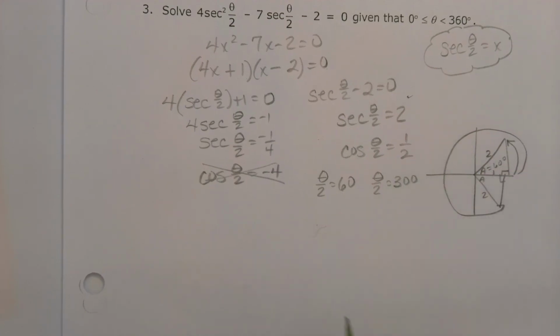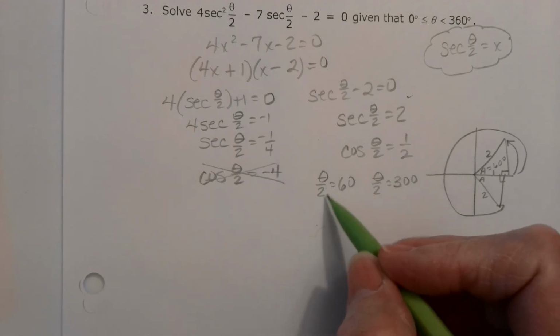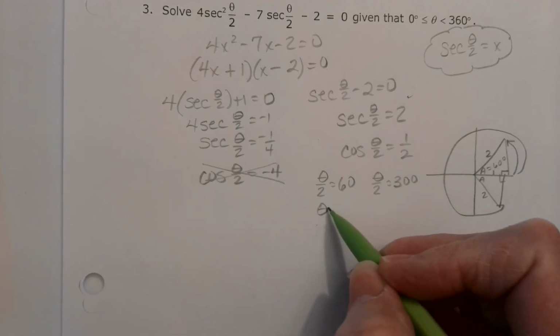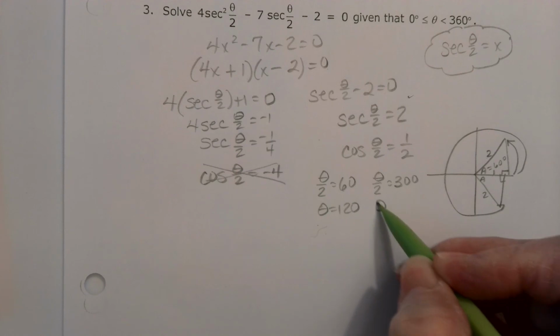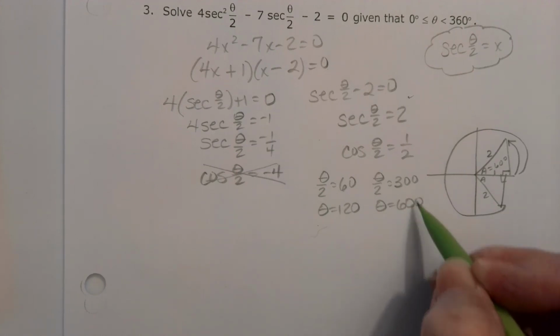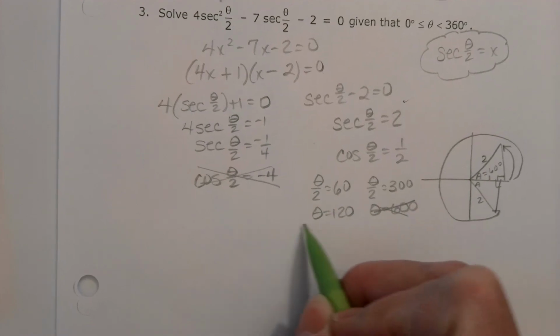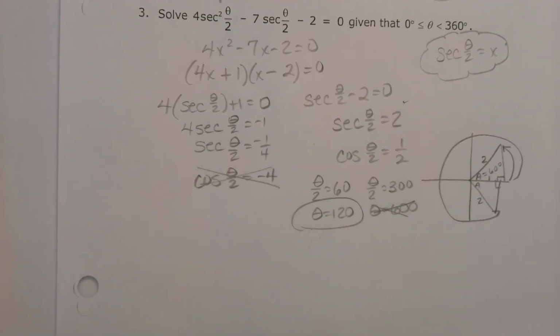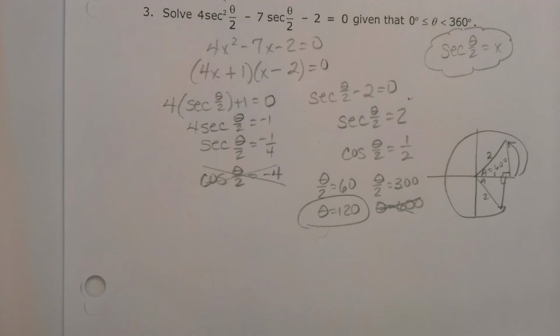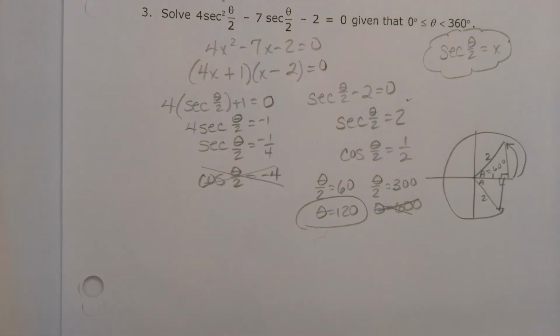Now this was not 2 theta, it's 1/2 times theta. So to solve for theta, I need to multiply both sides by 2. Now when I do that, I very quickly go over 360. So I can't use that one, and I only have one answer. So you're not going to be going around the circle and adding to this one, are you? Okay, I hope that's helpful.